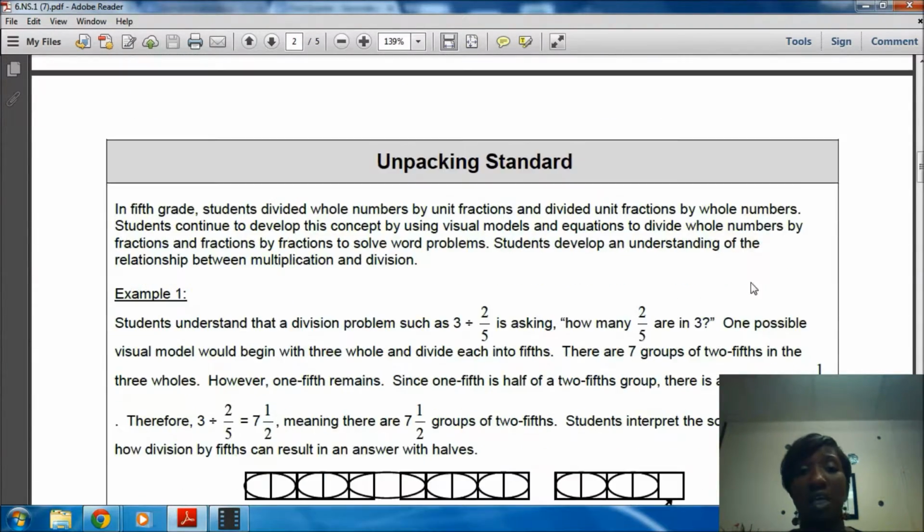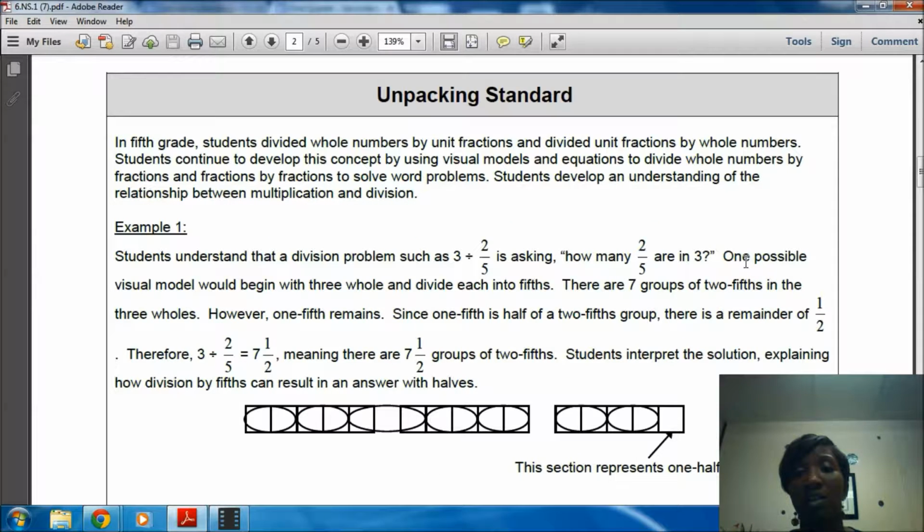I'm scrolling down to the 2nd page of the document, and this 2nd page starts with the unpacking of the standard. So again, we talked about how at the beginning, the way the standard is written sometimes may not be as easily understood. Everything that it encompasses may not be as easily understood, but the unpacking shows you what students should be exposed to.